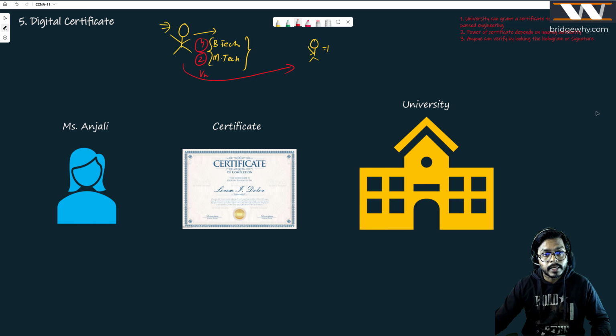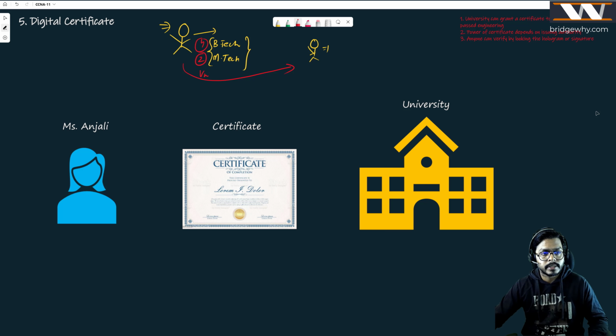And that is why we get certificates from our universities. I'm not sure whether you got yours or not. Maybe you are in your final year, or maybe you are done with your engineering and have got this certificate from your university. But that is the legitimate way of saying that if I possess the certificate, it means I have completed BTech and MTech.